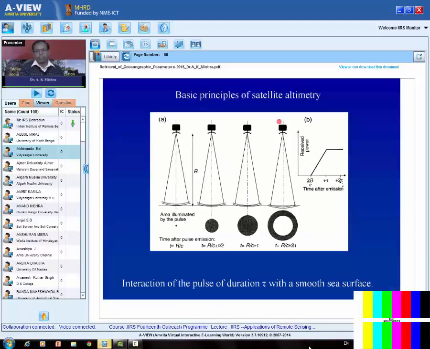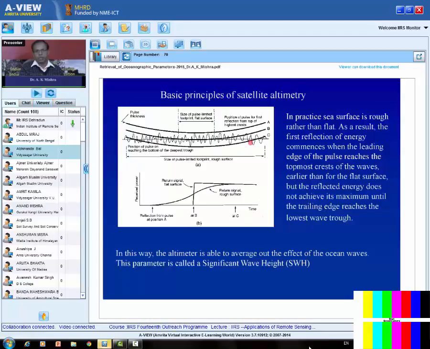And the basic principle of altimetry is that when a pulse is sent to the surface of the ocean, it gets reflected back to the sensor. If the surface is very flat in nature, with no disturbance, you will get a shape like this, and this will be the leading edge, and this is the flat plate you will get here for a smooth surface. But if the surface is rough, then the flatness will not be there, and there will be a different shape.